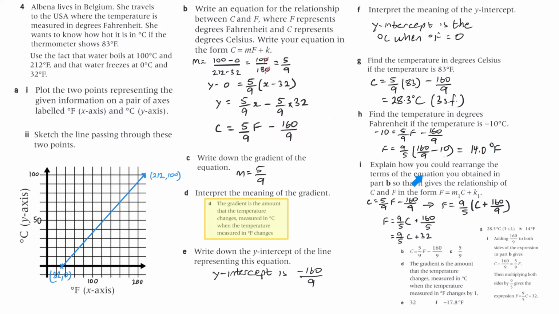I. Explain how you could rearrange the terms of the equation you obtained in part B so that it gives the relationship of C and F in the form F equals m1 C plus K1.